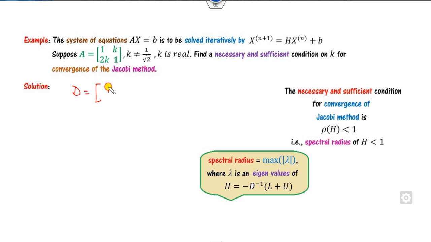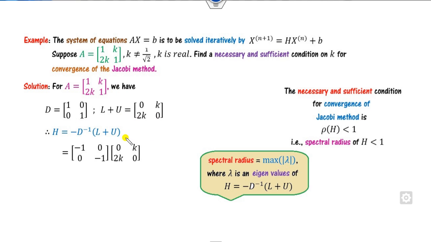So what is the diagonal matrix? 1, 1, 0, 0. What is L plus U? L plus U is, apart from the diagonal matrix, 0, 0, 2K and K. Then I can find D inverse times L plus U. What is D inverse? The reciprocal of this is 1 over 1, 0, 0. I can multiply these two matrices. Why is there a minus? Because of this negative. So if you multiply them, it's 0, minus K, minus 2K and 0. Now you find the eigenvalues of this.